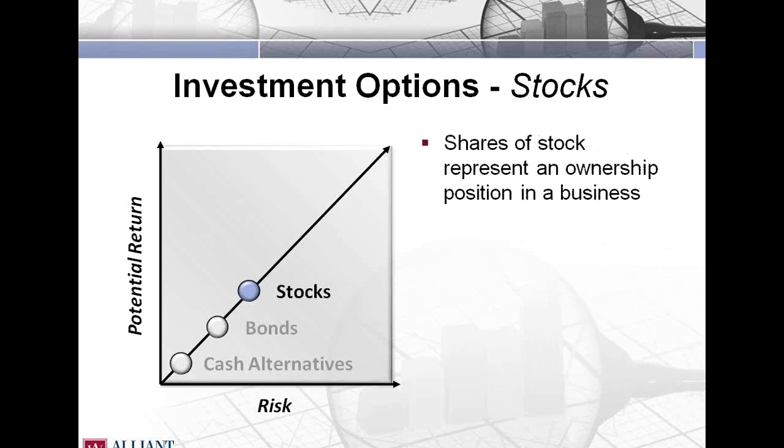When you buy company stock, you're actually purchasing a share of ownership in that business. The greater the number of shares you own, the higher the percentage of ownership you have in the company. Investors who purchase stock are known as company stockholders or shareholders.